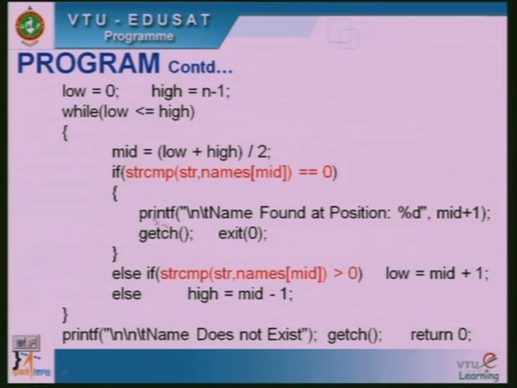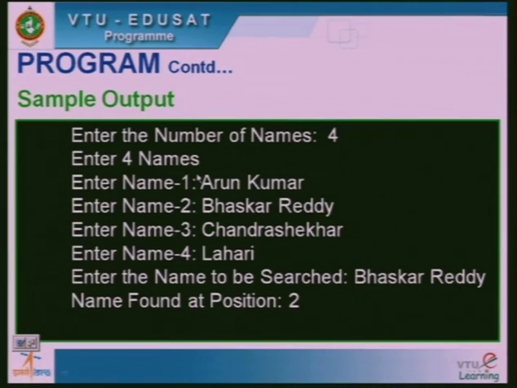But here make sure that the list of names we are providing should be in alphabetical order. So, this is a sample output of this program. Enter the number of names. I am entering 4 here, and then I enter 4 names, something like Arun Kumar, Bhaskar Reddy, Chandrasekhar and Lahari, and enter the name to be searched. If I give the string Bhaskar Reddy to be searched here, then after a successful search I get name found at position 2. So, at the second position we have this particular name, Bhaskar Reddy.